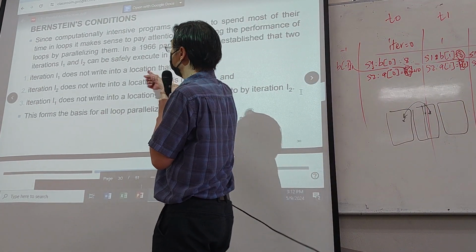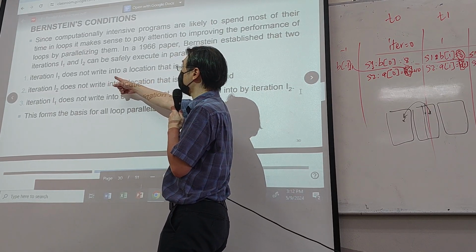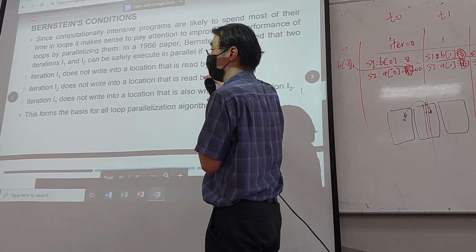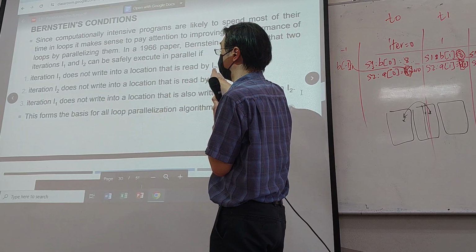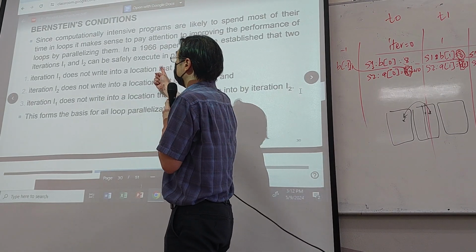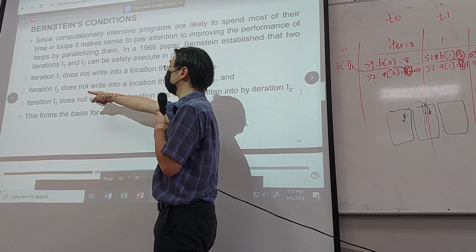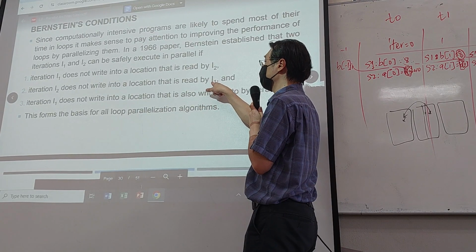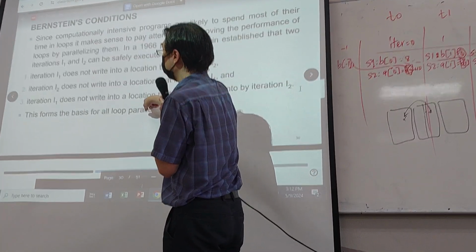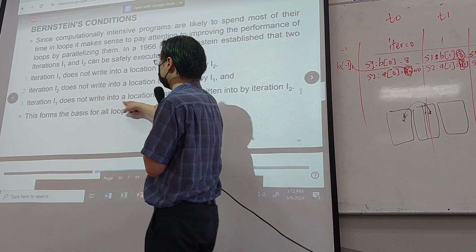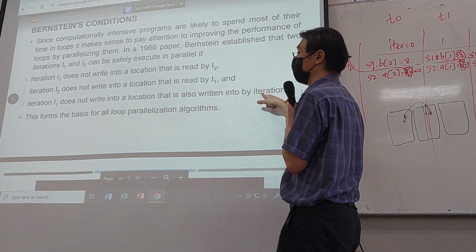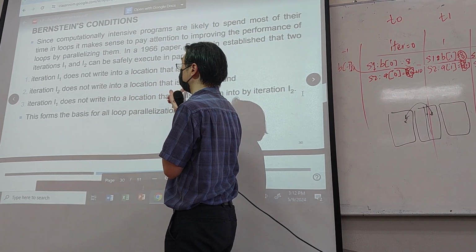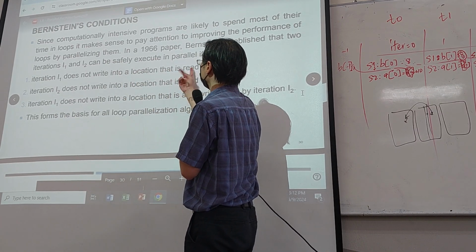So, the first condition is that I1, instruction 1 or statement 1, does not write into the location that is read by statement 2 or instruction 2. Okay? And then the second rule is that I2 does not write into the location read by I1. I means instruction. Okay? And then I1 does not write into the location that is written by I2. So it's write to write. This is write to the location that is read. And this is write to the location that is read, in the reverse way.